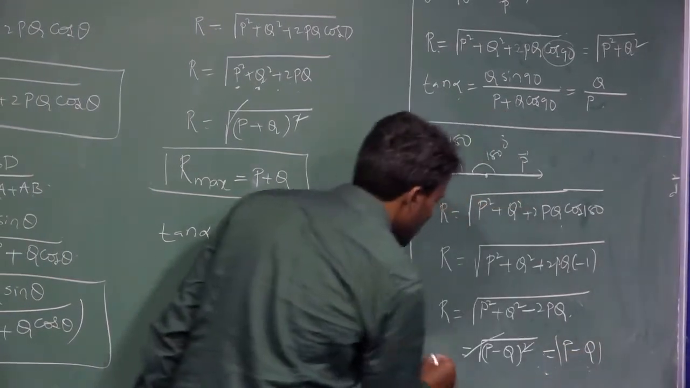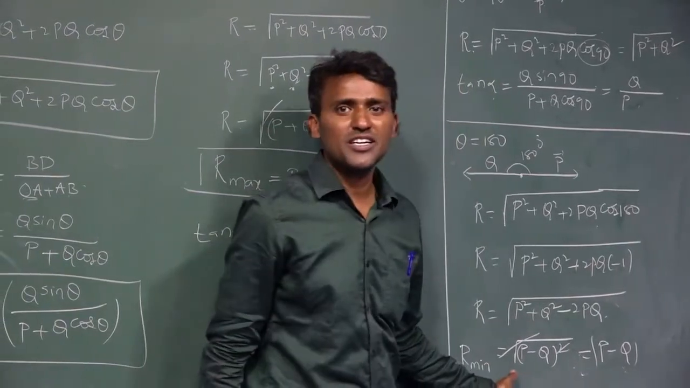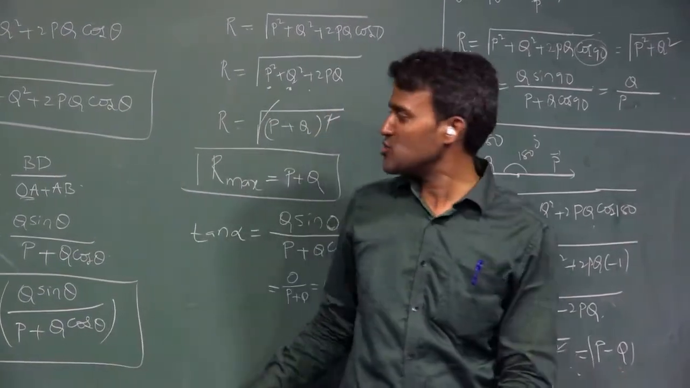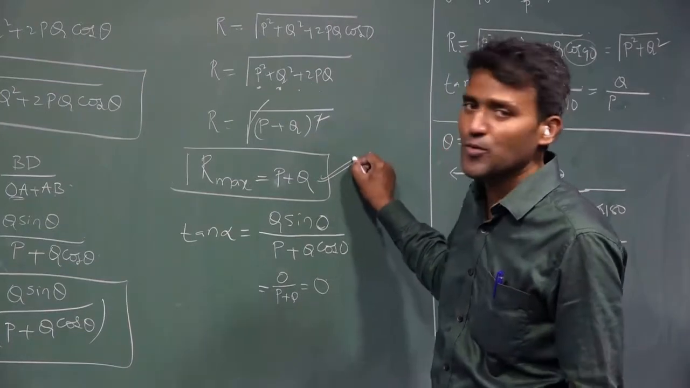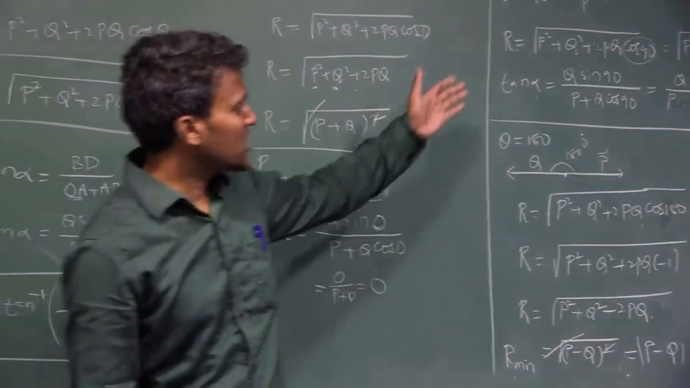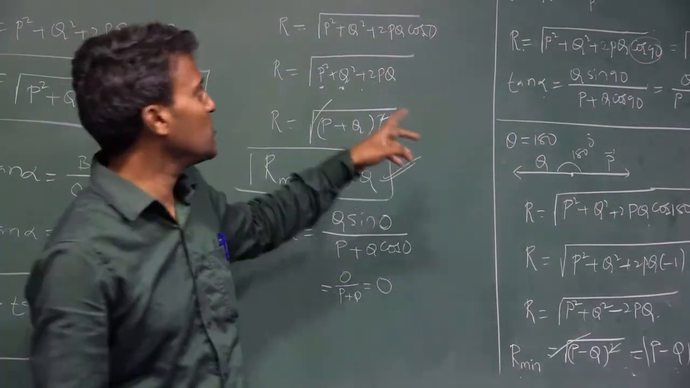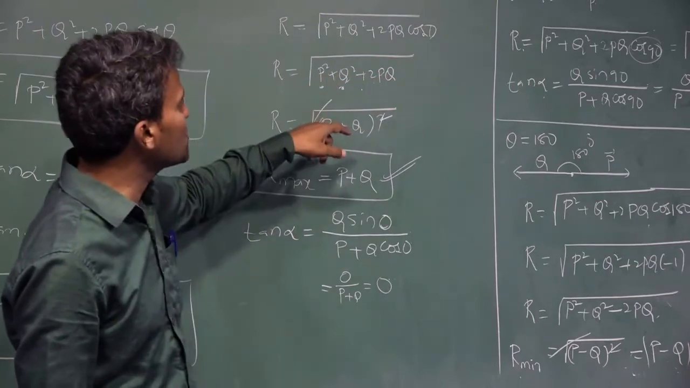This is the resultant minimum. So minimum resultant is equal to P minus Q. Maximum resultant is equal to P plus Q. It is about the parallelogram application. You can explain, you can go through 270 degrees, 370 degrees also. But majorly we are using it every time with theta.